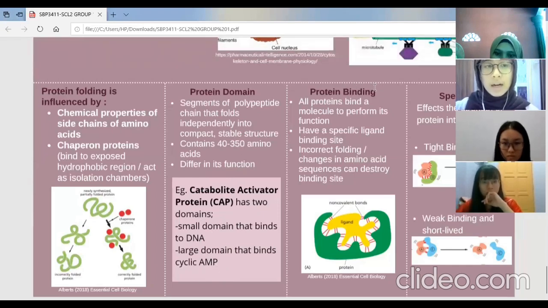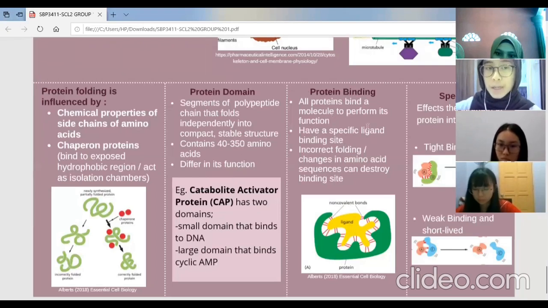Other than that, the biological properties of a protein molecule depend on its physical interaction with other proteins, meaning that a protein must bind to other molecules to perform its function. That's why every protein has a specific ligand binding site. However, this ligand binding site can be destroyed if there is incorrect folding or changes in the amino acid sequence.